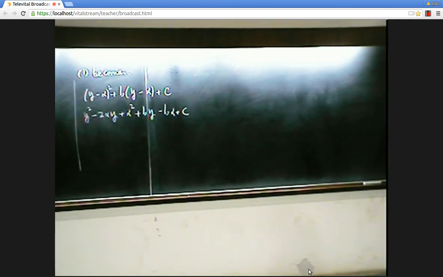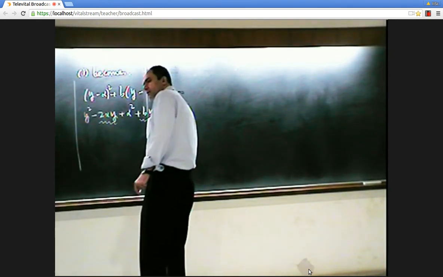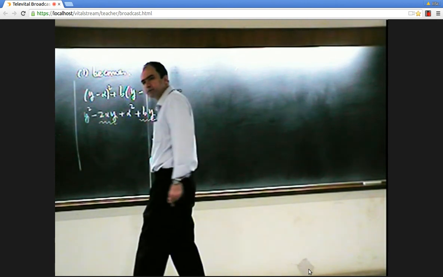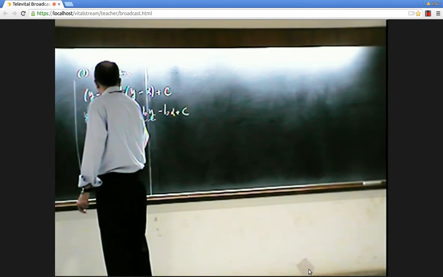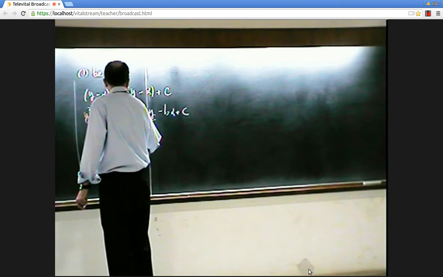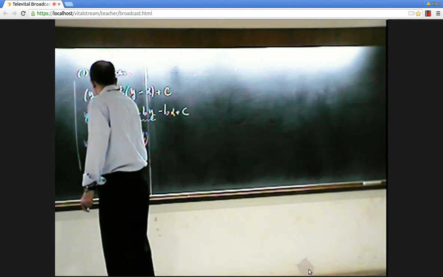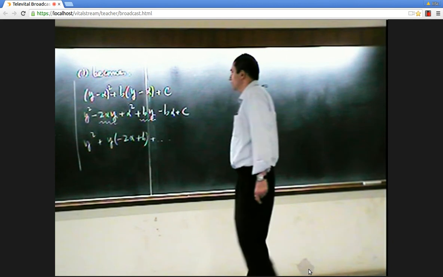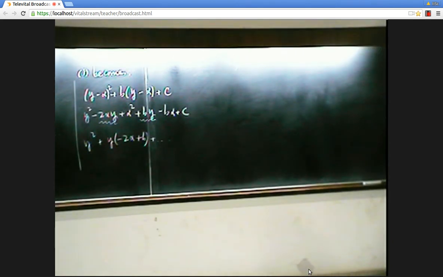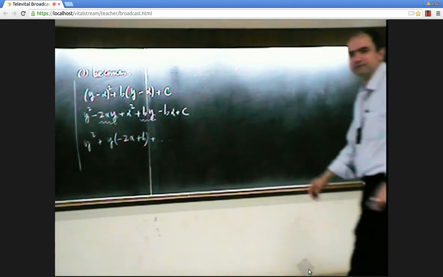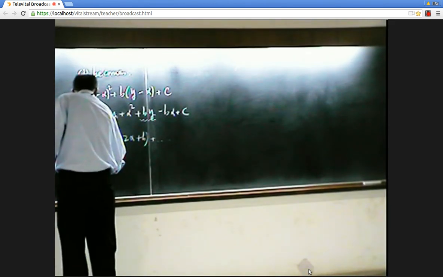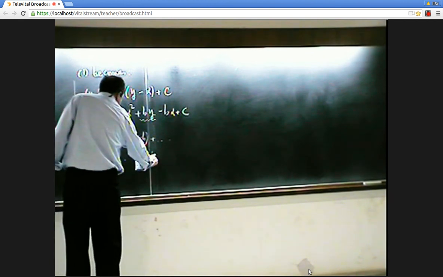Right. Let us collect the terms involving y and not worry about the remaining terms. So this becomes y, and the coefficient is minus 2 alpha plus b. Now please remember, alpha was at my disposal. So I'm going to choose alpha in such a way that minus 2 alpha plus b is 0. So choose alpha equals b by 2.